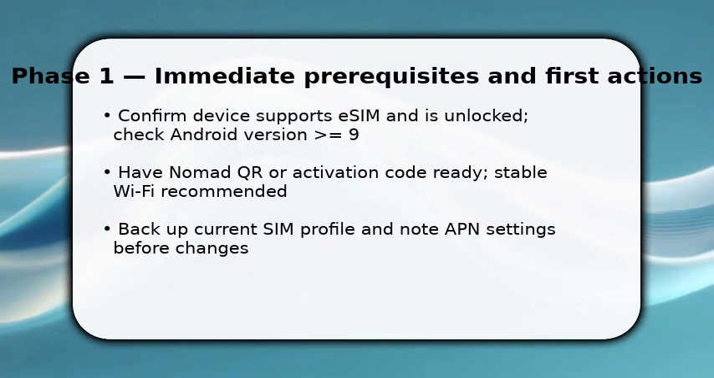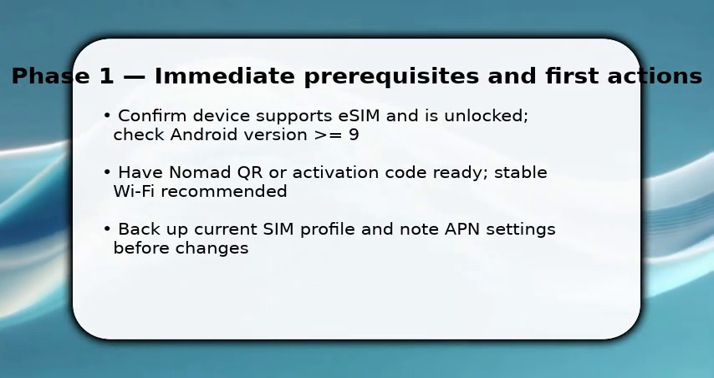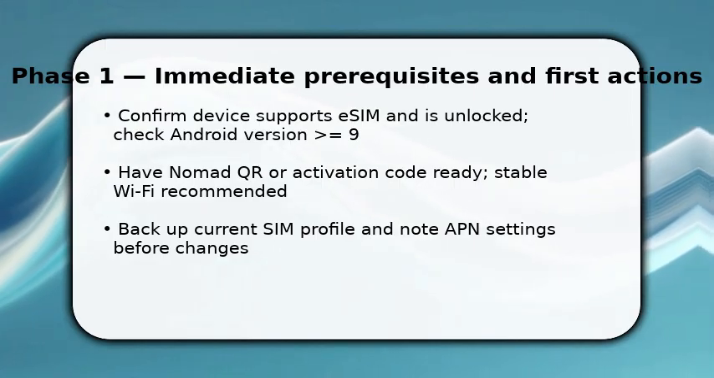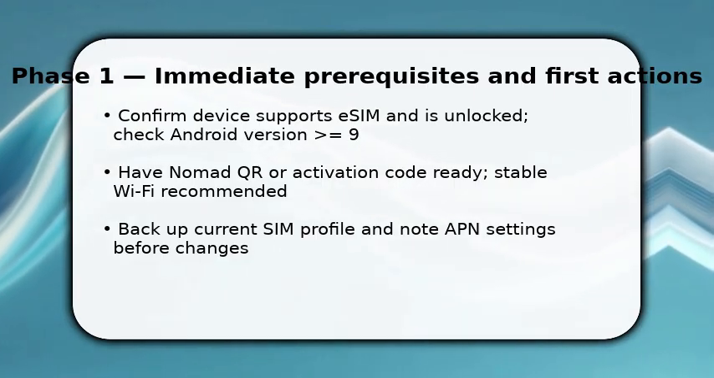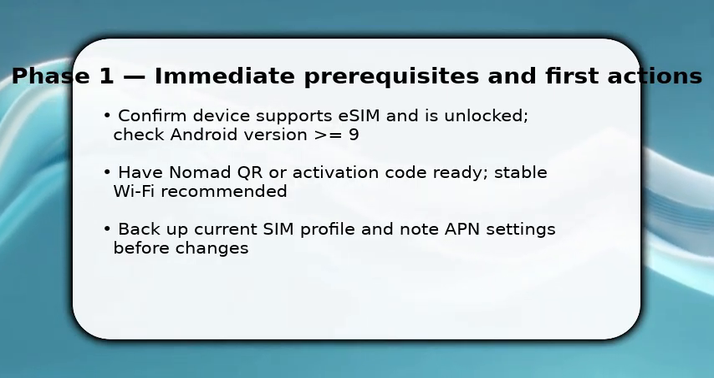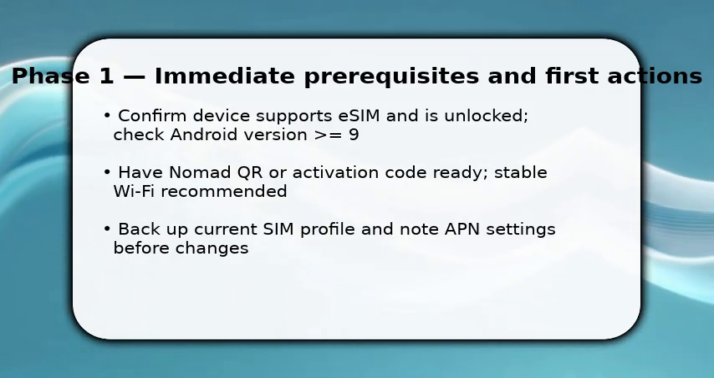You begin by verifying essentials: device eSIM support, unlocked status, and Android version. Once done, open the Nomad activation email or app and locate the QR or code. This is the key. Make sure you're on stable Wi-Fi so the profile downloads reliably.